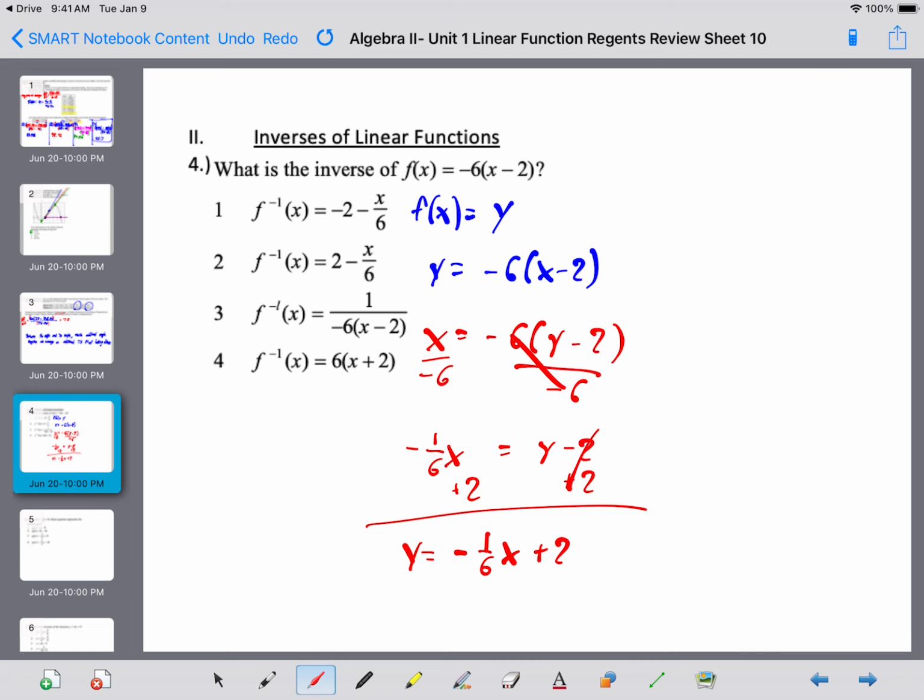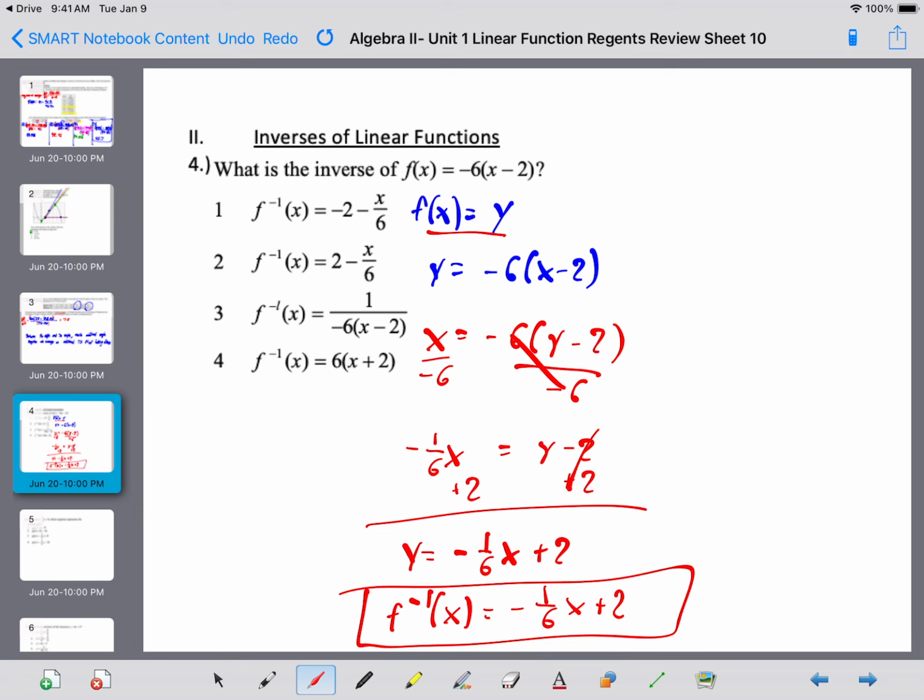Remember, we said in the beginning that f of x was y. Since we switched the x and the y, that's no longer y, right? That's the inverse of y. So that's the inverse of f of x. Is that one of our answers? It looks like positive 2 and negative 1/6 x. So the answer would be 2.